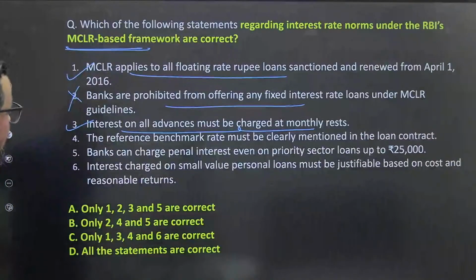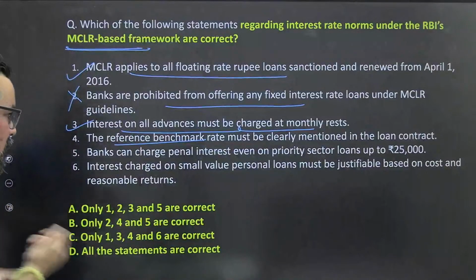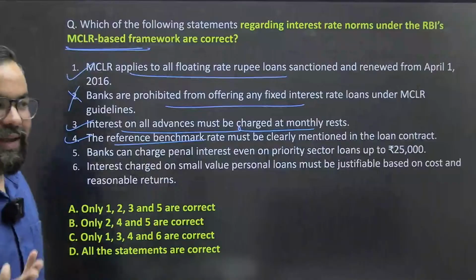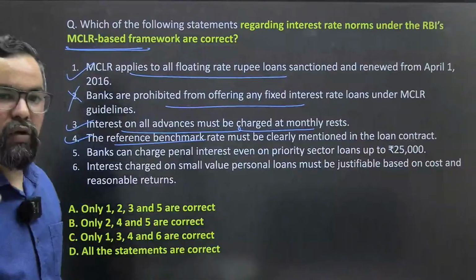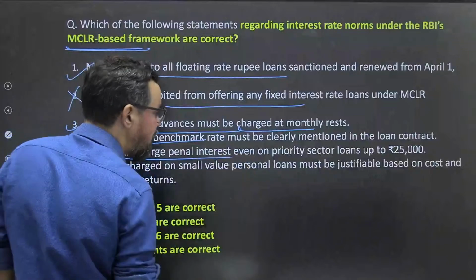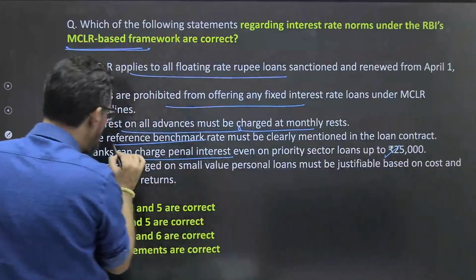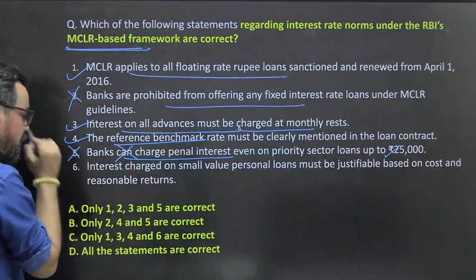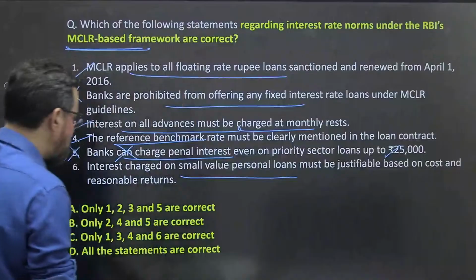So next one, monthly rest, this statement right or wrong, ठीक है? This is true, ना? It is on monthly. The reference benchmark rate must be clearly mentioned in the loan. Let's say repo plus, like in case of home loan, they are linked with the repo rate, ठीक है? Repo rate plus, let's say 2.5% or 2% or whatever. Then can the bank charge penal interest even on priority sector up to 25,000? No, there is no penal charge up to 25,000. Interest charged on a small value personal loan must be justifiable based on cost and reasonable things.